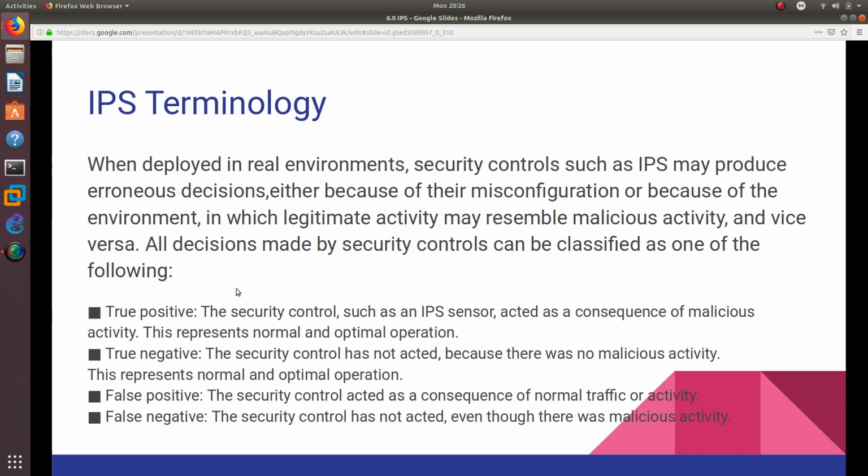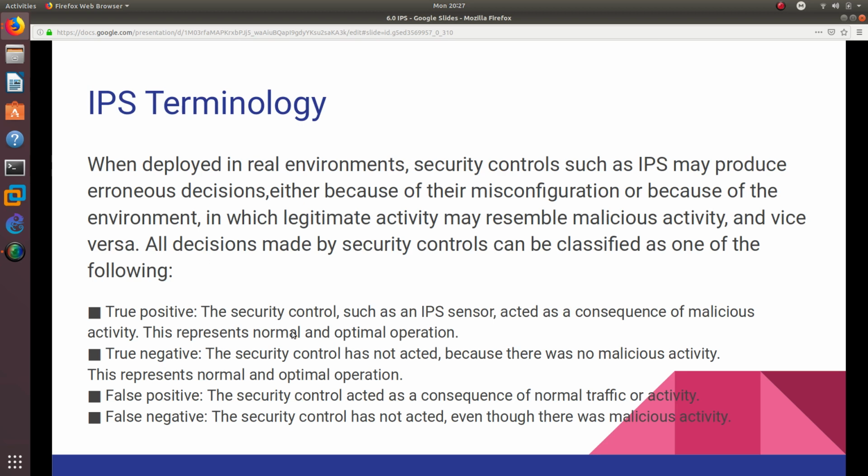And now we're going to go over the IPS terminology. When deployed in real environments, security controls such as IPS may produce erroneous decisions either because of their misconfigurations or because of the environment, in which the legitimate activity may resemble malicious activities and vice versa. All decisions made by security controls can be classified as one of the following.